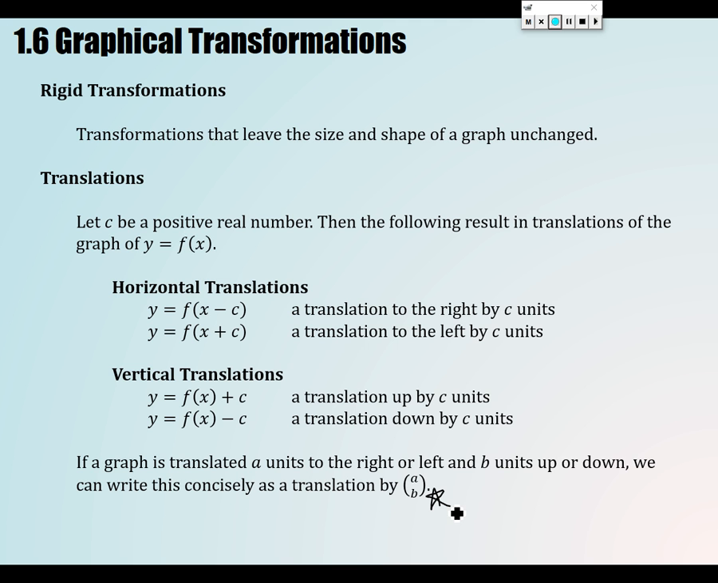Yeah. So when would they use that? Well, I'll show you in a second. I have a problem. I think in the problem I'm about to give you, it's like 2, -3. And so what does that mean? That means 2 right, 3 down. That's all. So they'll say translate the graph of this by that. And that's all.